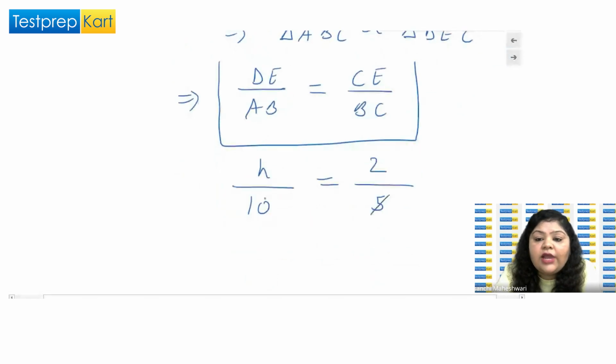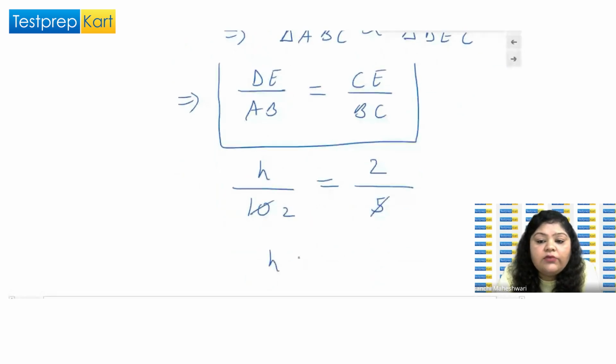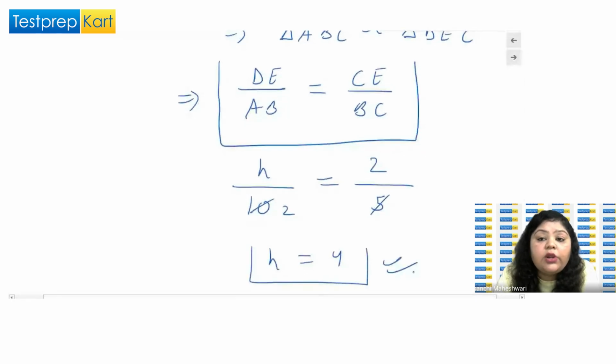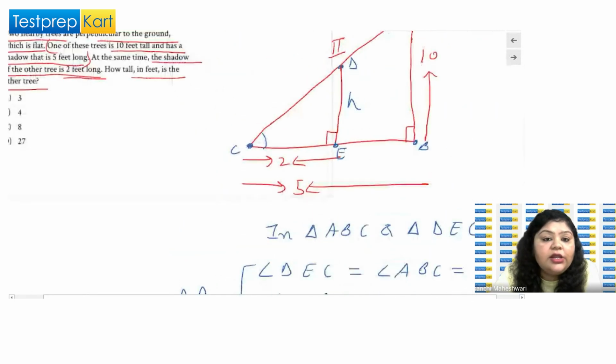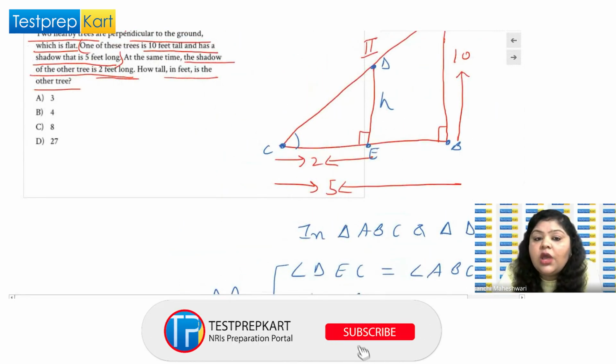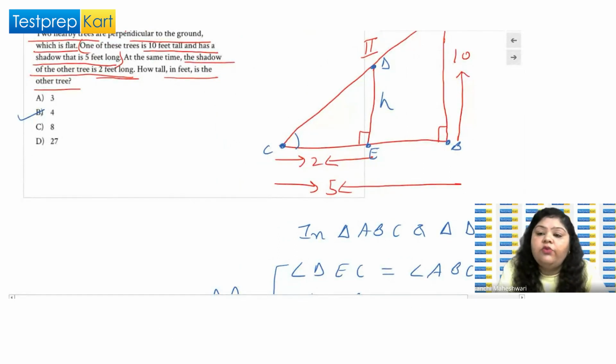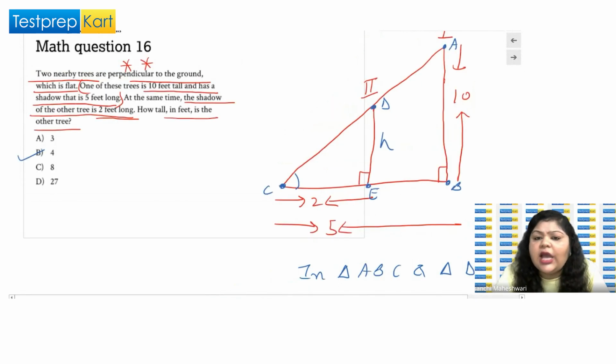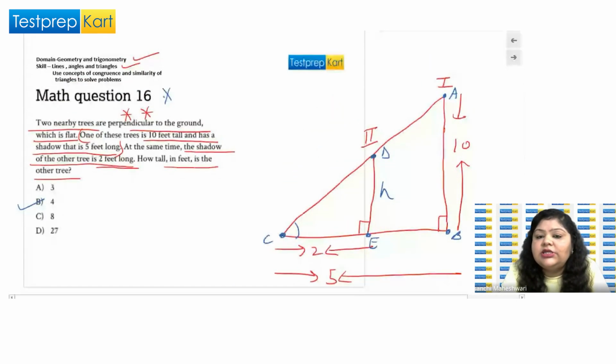So 5 twos are 10. So obviously the height value comes out as 4. That means the height of the second tree would be 4 feet. So that has to be your final answer. Have a look at the options. Is there any option which is saying so? Of course, option B is saying that the height of the second tree should be 4 feet. So I hope this important question number 16 is clear to everyone.